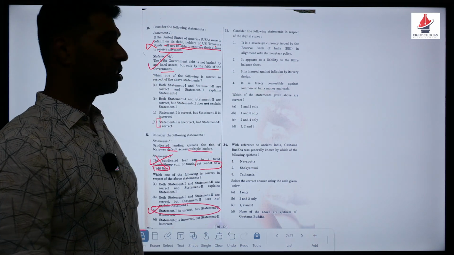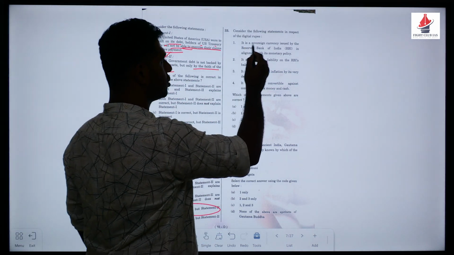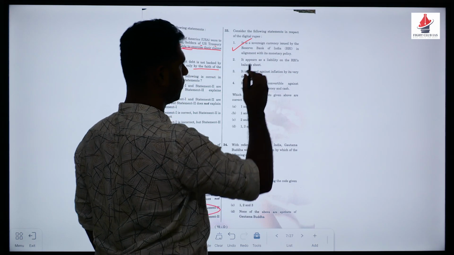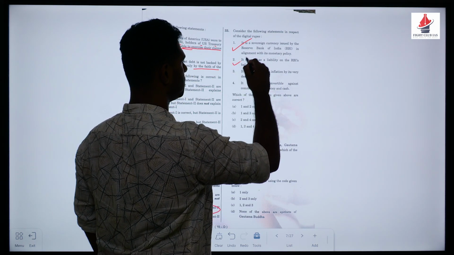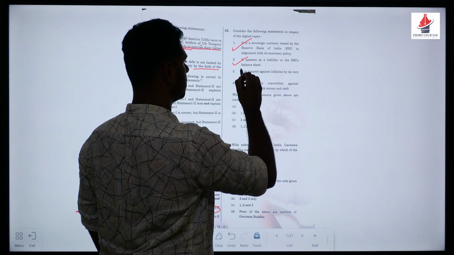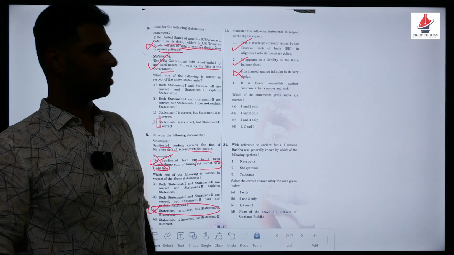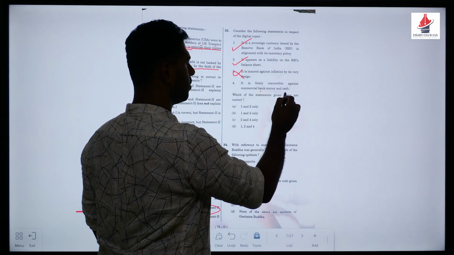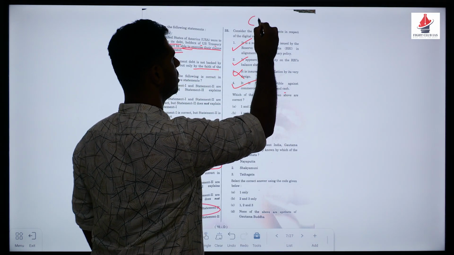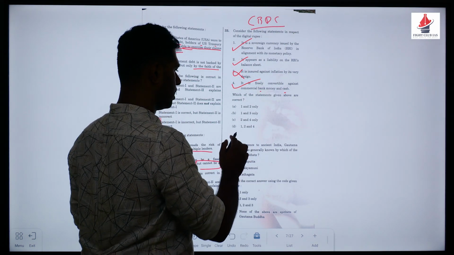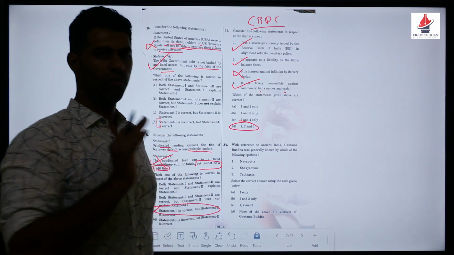Consider the following statements in respect of the digital rupee. It is a sovereign currency issued by the RBI in alignment with its monetary policy. Yes. It appears as a liability on the RBI's balance sheet. Yes. It is insured against inflation by its very design. No. How is it insured against inflation? It's not insured against inflation. It is freely convertible against commercial bank money and cash. Yes. CBDC is freely convertible against commercial bank money and cash. Answer is 1, 2 and 4.